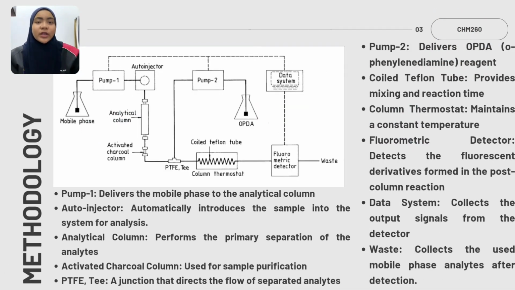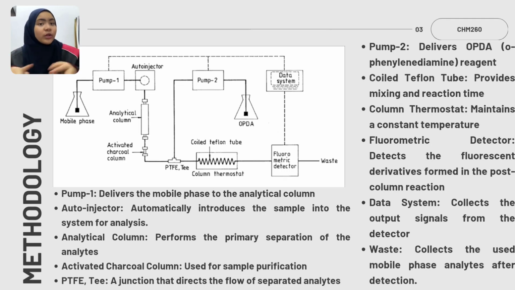Explaining the working of an HPLC system with inline post-column oxidation and derivatization. Let's go step by step through the process. First, pump 1 delivers the mobile phase, which carries the sample through the system. Next, the auto-injector introduces the sample into the system for analysis. The sample then enters the analytical column where it is separated based on its chemical properties. Next, it passes through the activated charcoal column, which helps remove impurities or concentrate certain compounds.